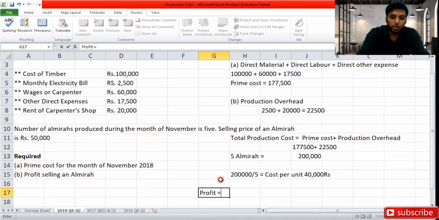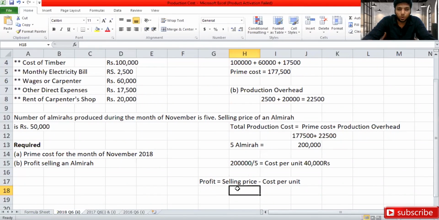I'm going to take my selling price and deduct my cost per unit. We have already found the cost per unit, which is 40,000. I'm going to take my selling price 50,000 because it is given here, and deduct the 40,000 in order to get the profit. So profit is 10,000. So that's all for 2018.